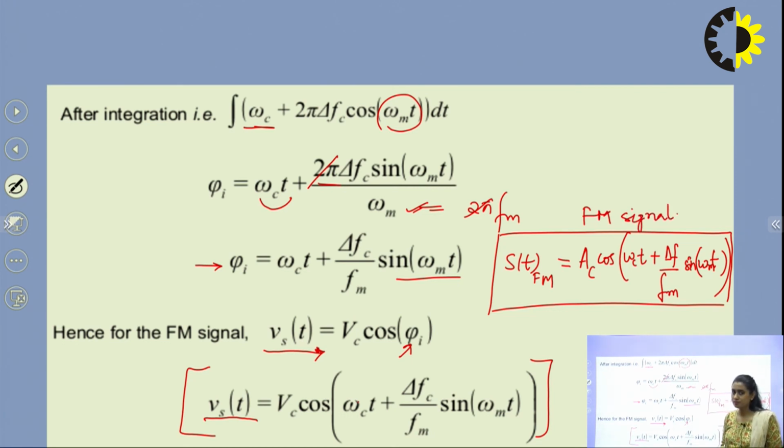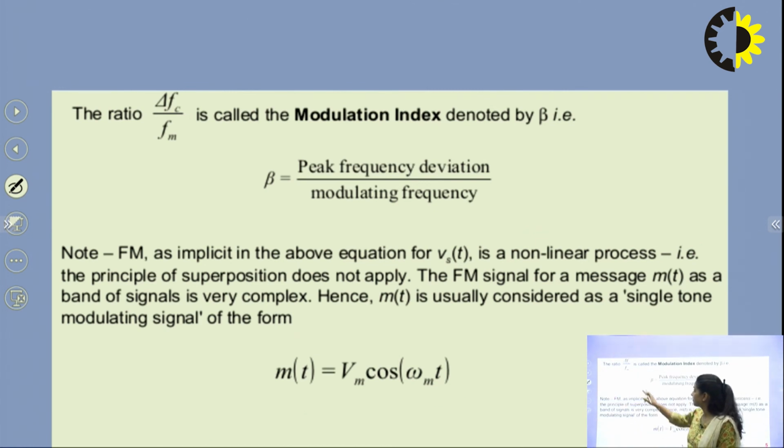right? You can see a term here. This is the factor which is introduced because of the variation in frequency, right? And this part represents your message signal. Here the term del fc by fm is called the modulation index, and it is usually denoted by beta. So in case of a frequency modulated wave, my modulation index is the ratio of my peak frequency deviation to the modulating frequency, which is my message frequency, right?